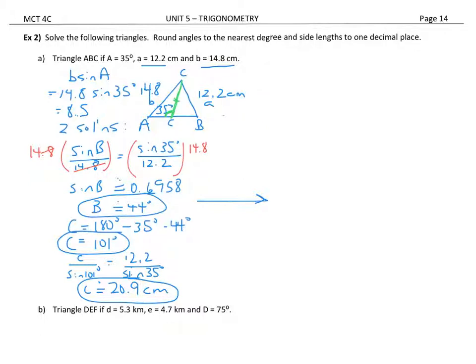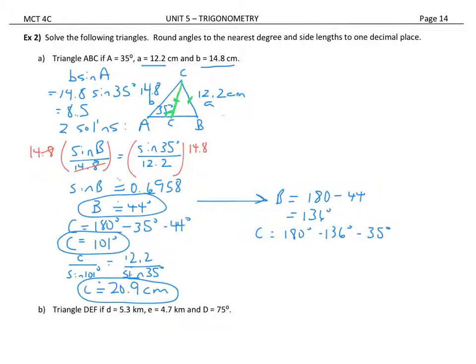So this is still my 12.2, that green line, but my angle B, that's side C that I have written on there, angle B could equal 180 degrees minus the 44 degrees. So it makes it an obtuse angle. It's 136 degrees. That then means that angle C is going to be 180 degrees minus the 136 degrees minus the 35 degrees. That angle C is going to be really tiny.